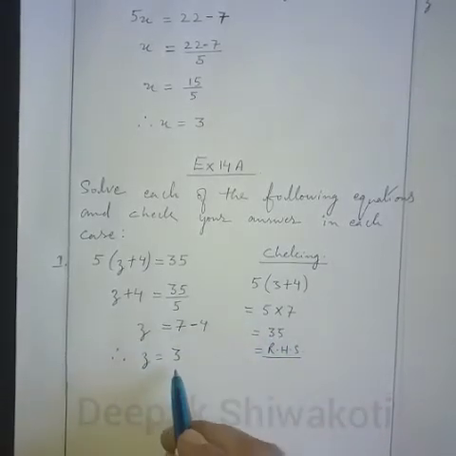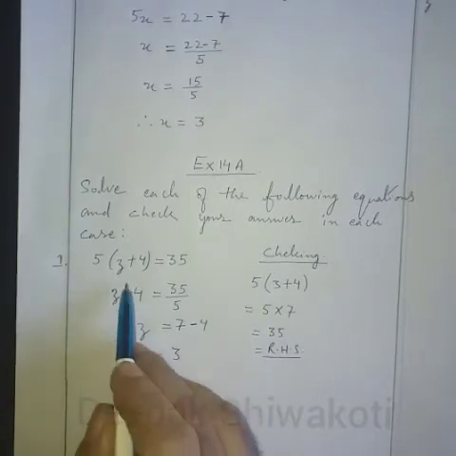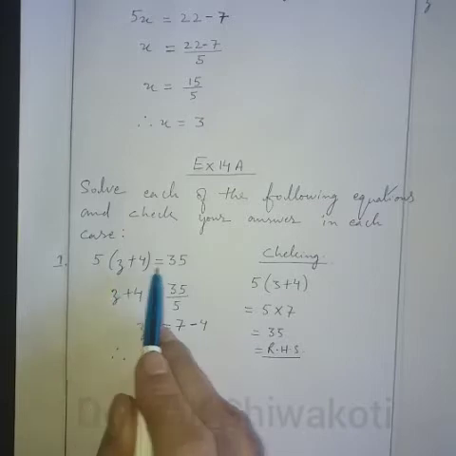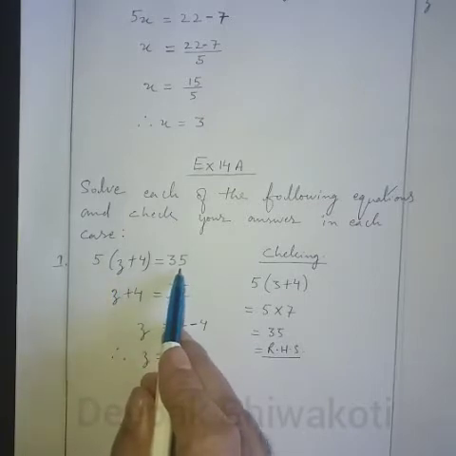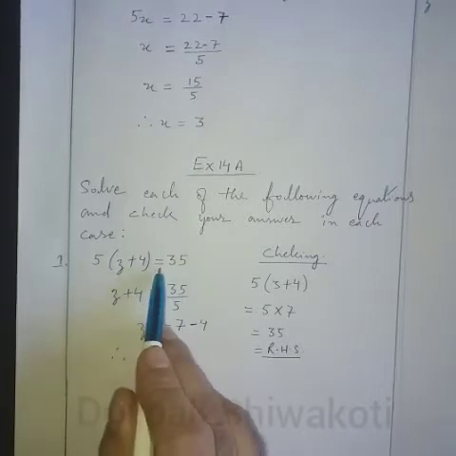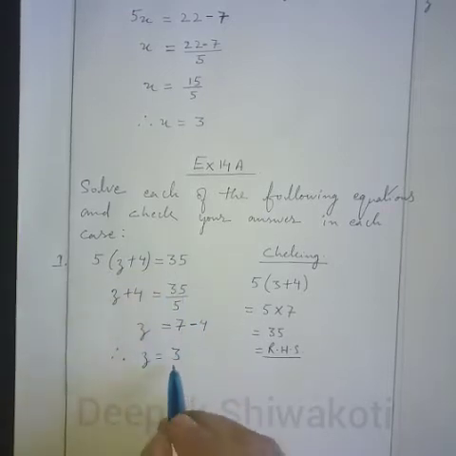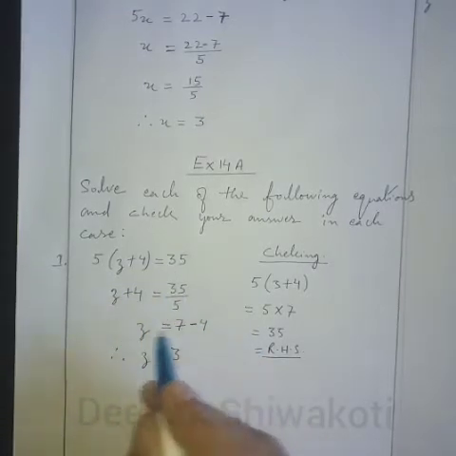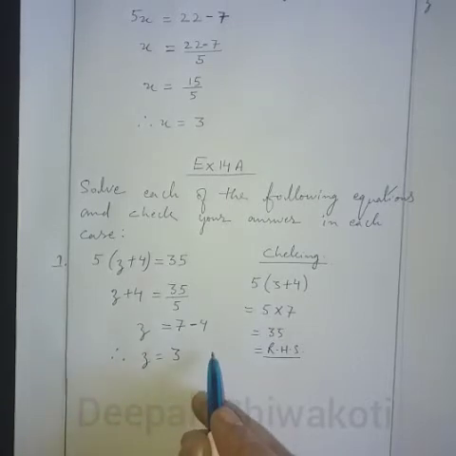So the value of z is 3, and when we put this value in the left hand side, we get 35. That means the left hand side is equal to the right hand side when z is equal to 3. Okay, so in this manner we have to solve.